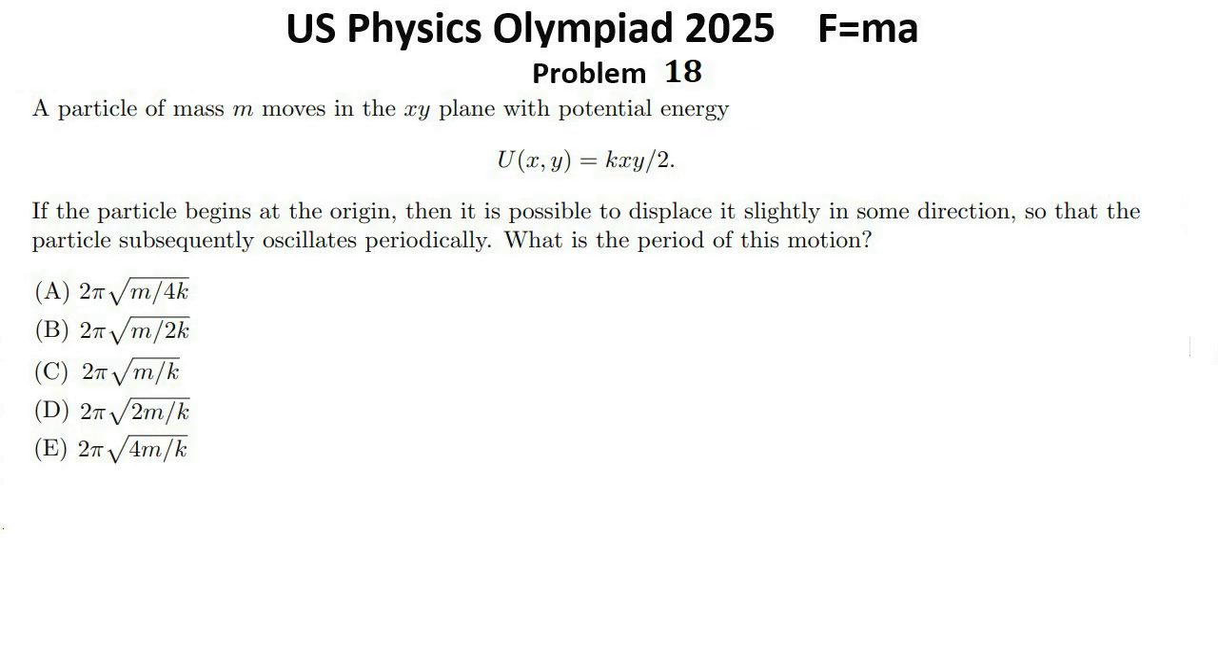Problem 18. A particle of mass m moves in the xy plane with potential energy U(x, y) equals kxy over 2. If the particle begins at the origin, then it is possible to displace it slightly in some direction, so that the particle subsequently oscillates periodically. What is the period of this motion?